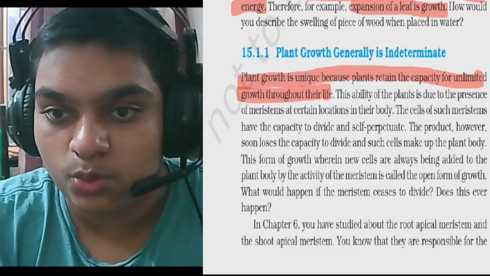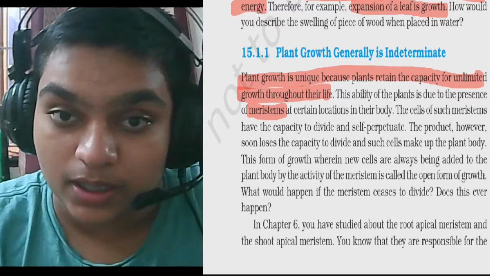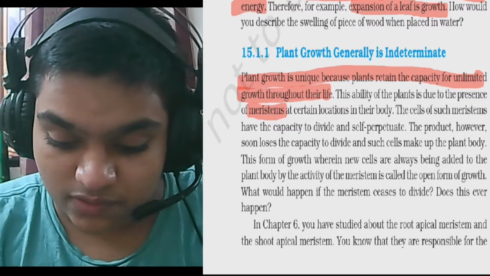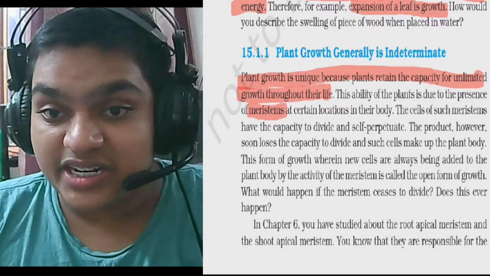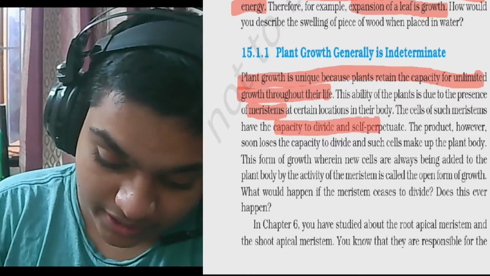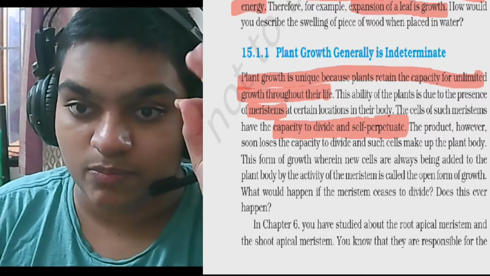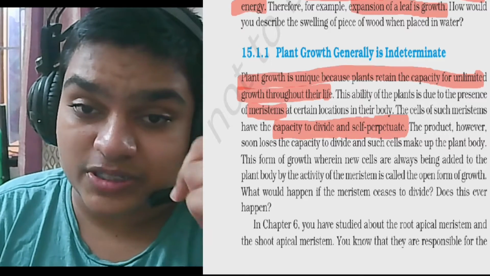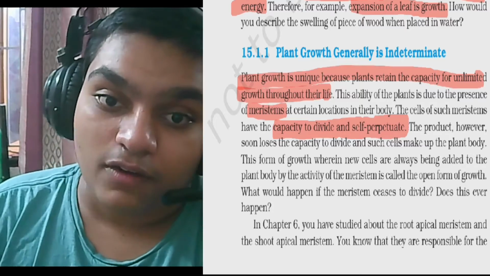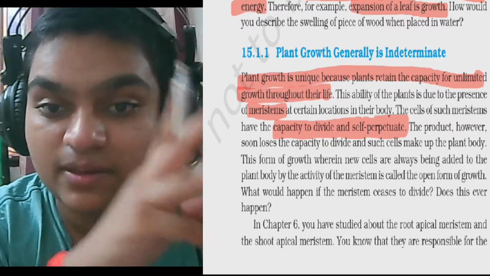throughout their life. This is possible only because of the meristems at the extreme locations of the body parts. These meristems have the capacity of dividing and self-perpetuating. The product, however, soon loses the capacity to divide, and such cells make up the plant body.